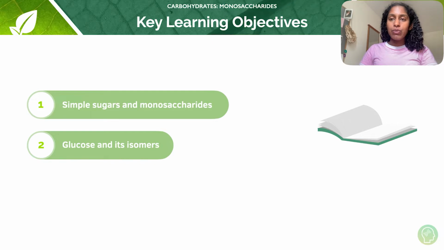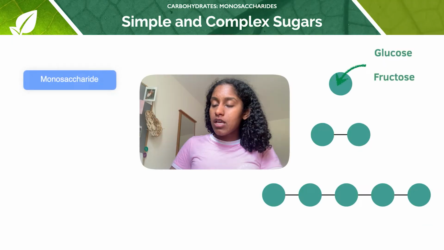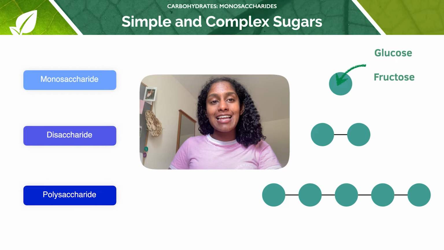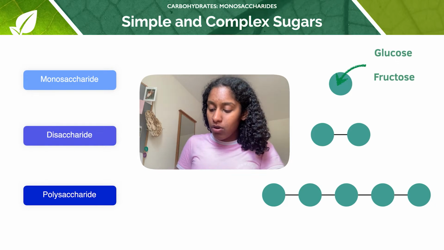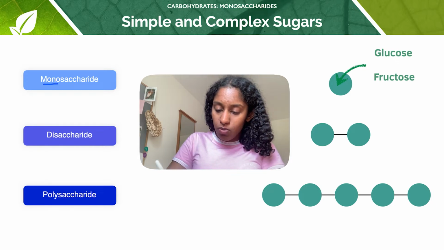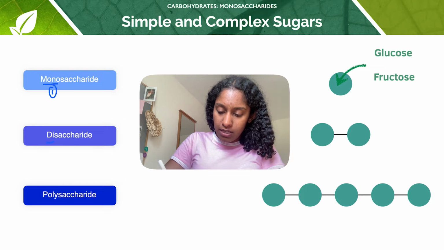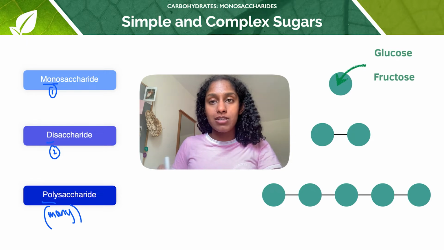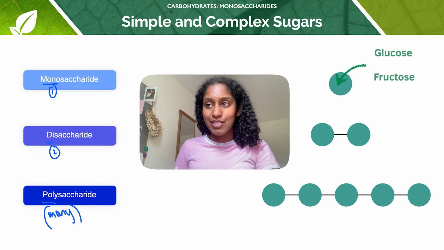So today we want to think about two key learning objectives. Number one, simple sugars and monosaccharides, and number two, glucose and its isomers. So let's think about simple and complex sugars first of all. Simple sugars include monosaccharides and disaccharides. Now, mono means one, di means two, and poly means many. That's a really nice way of remembering what monosaccharides, disaccharides, and polysaccharides are.